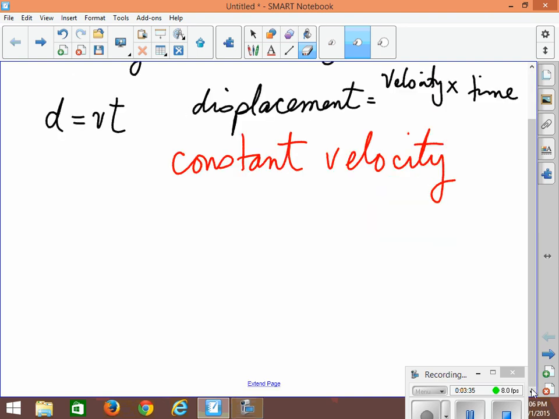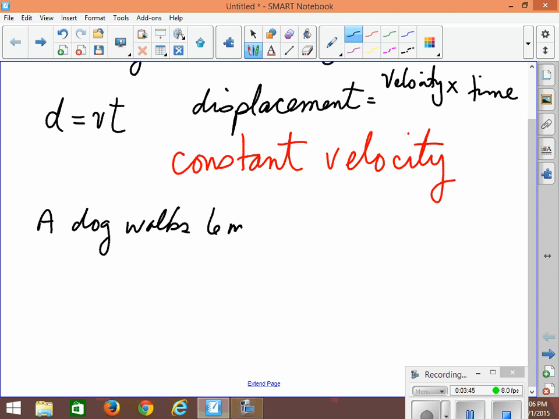Here's a simple question to give us the idea of how we could use this. The dog walks 6 meters in 4 seconds. Whoops, I said 6 meters and I wrote 6 minutes, so I'll fix that up. The dog is not going to walk minutes, of course. He's going to walk 6 meters in 4 seconds. And the question we might want to know is, how fast is the dog going?